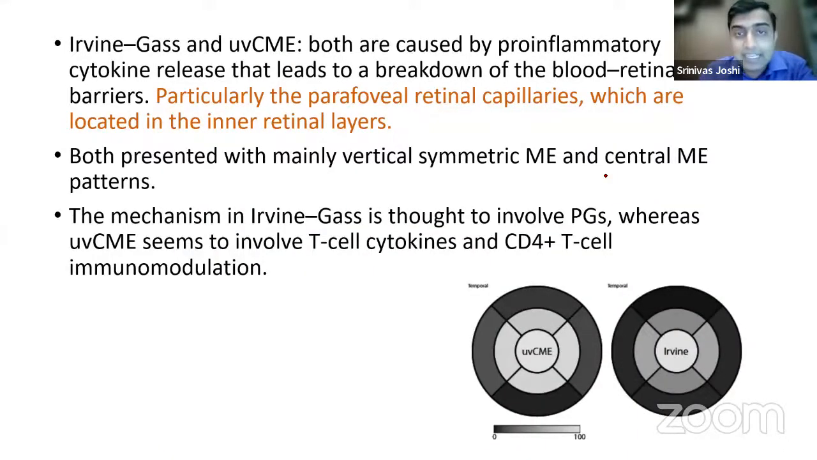Now, this is the ETDRS grid which I have shown here. Basically, Irvine-Gass and uveitic CME are very similar on the OCT picture. But if you look at the mechanism, Irvine-Gass is mainly because of prostaglandins. For uveitic CME, I'm not talking about the dense vitritis where it's very obvious and we can definitely diagnose it, but grade 1 vitritis, with trace cells, in patients having an intermediate uveitis. These are the patients who usually have T cell cytokines or CD4 cell immunomodulation.